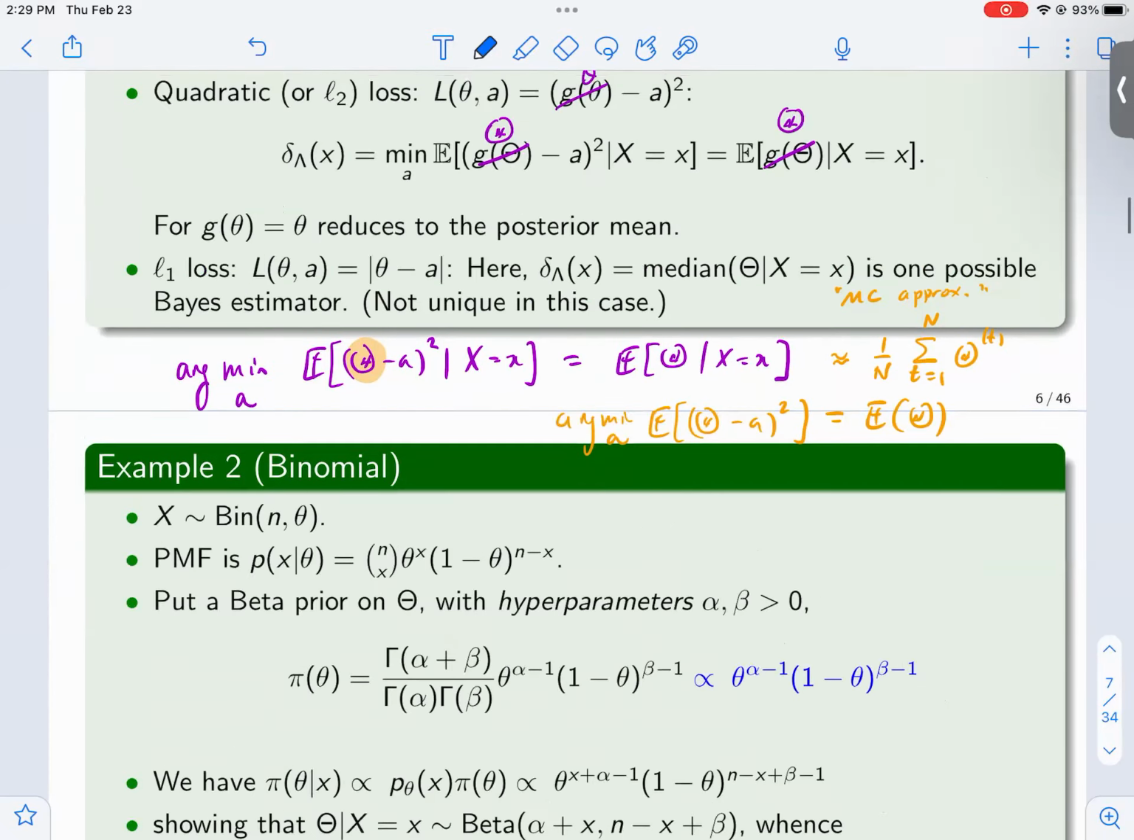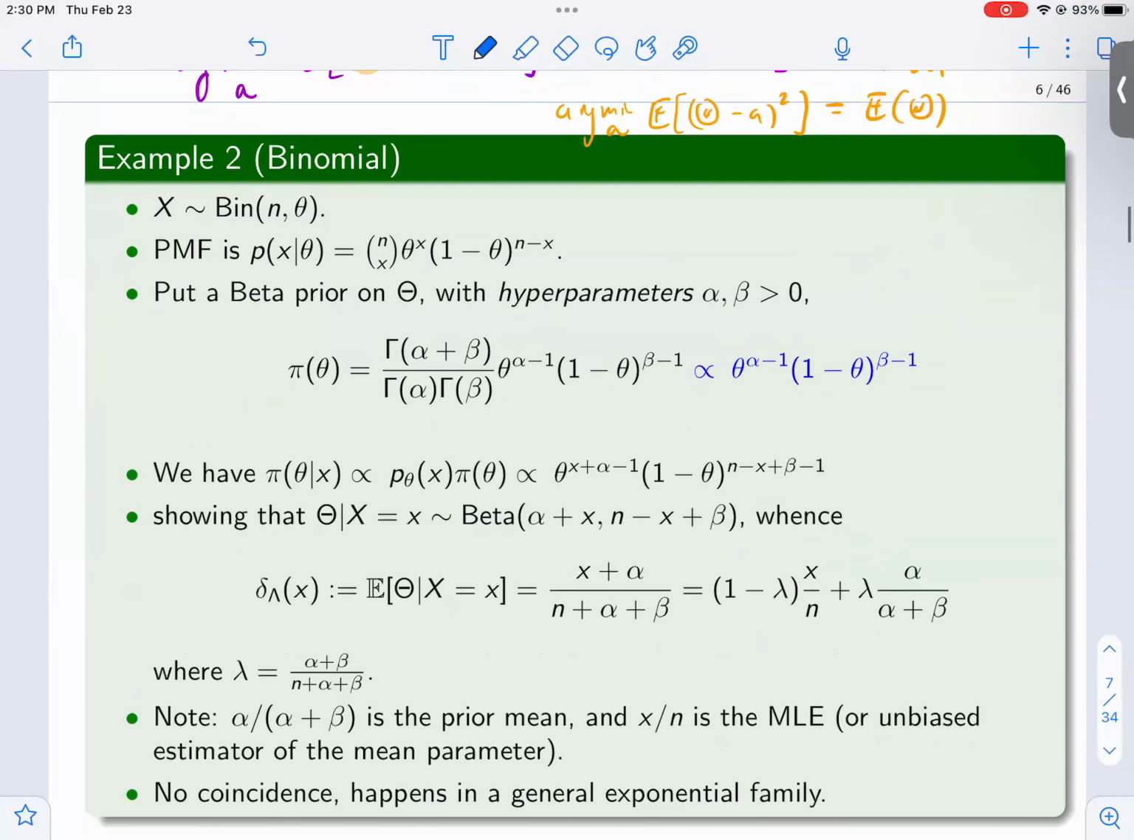Okay, questions? So let's see a couple of examples. This was our original model. We were dealing with a sequence of coin tosses, and we wanted to estimate the probability of the coin coming up heads. There we had X1 up to Xn, Bernoulli theta.